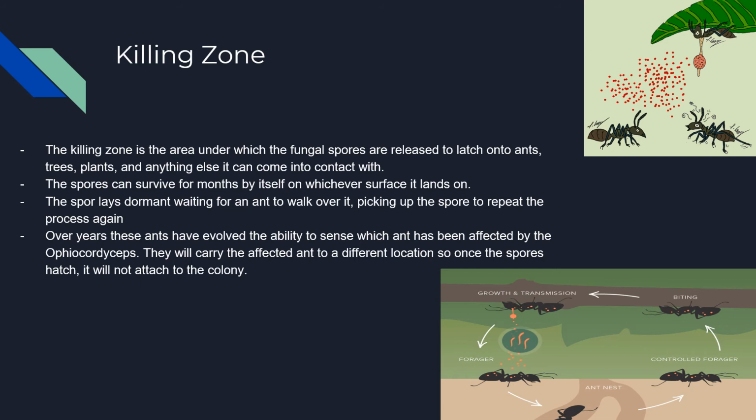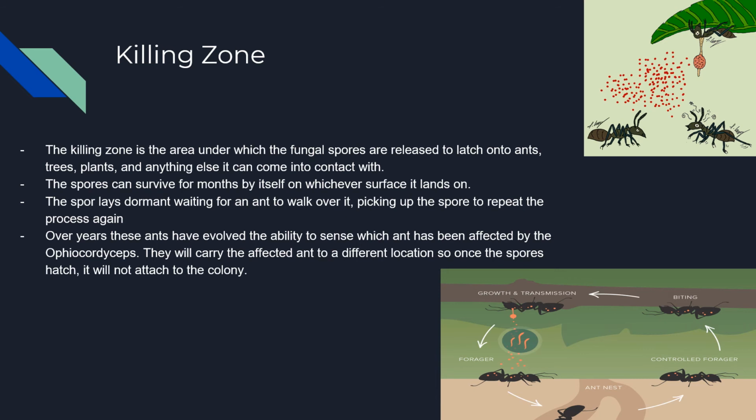So the killing zone is an area under which the fungal spores are released to latch on to ants, trees, plants, and just about anything else that it can come into contact with. These spores can actually survive for months by themselves on whichever surface they land on. These spores lie dormant, waiting for an ant to walk over them and pick them up, so this whole process can repeat again.